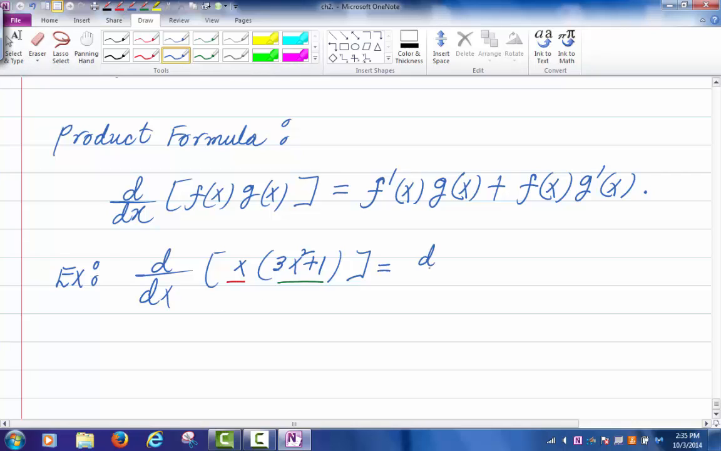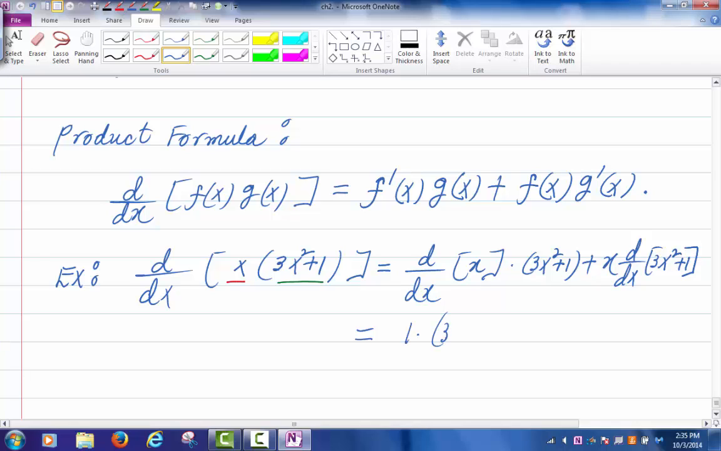I can take the derivative of the first factor, right? Multiply by the second factor as it is, plus the first factor multiplied by the derivative of the second factor. And what do I get? The derivative of x is 1, so all I get is 1 times 3x squared plus 1.